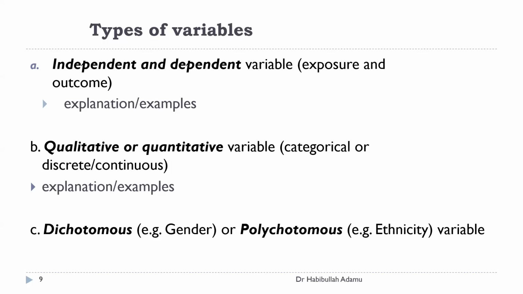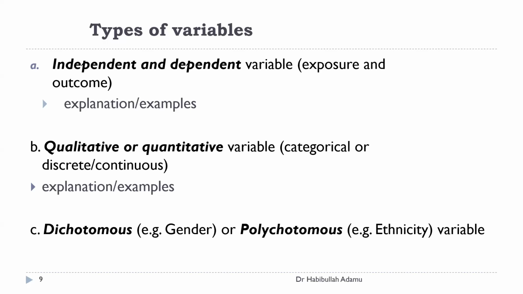Then we have dichotomous and polychotomous variable. Here is based on the number of categories. So if a variable has only two categories, it's a dichotomous variable. For example, sex is either you are a male or you are a female. Yes or no, present, absent, dead, alive. So all these are only two categories. So sometimes even a variable that has several categories, you may decide to collapse it into having only two categories. That is still dichotomous variable.